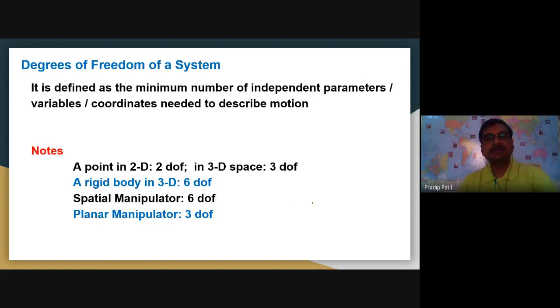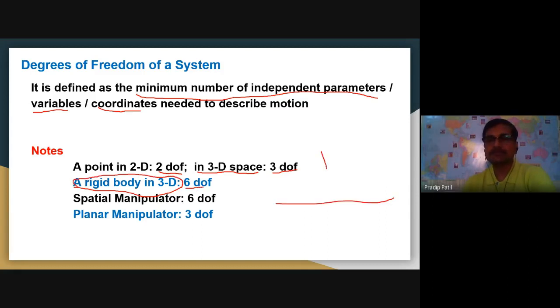Now coming to finding out the degree of freedom. So let us define what degree of freedom stands for. Degree of freedom is the minimum number of independent parameters, variables, or coordinates needed to define the motion. For example, if you are defining a robot in two dimensions, a planar robot, it will have 3 degrees of freedom, and in space we have 6 degrees of freedom. A rigid body in a 3D space will have 6 degrees of freedom.